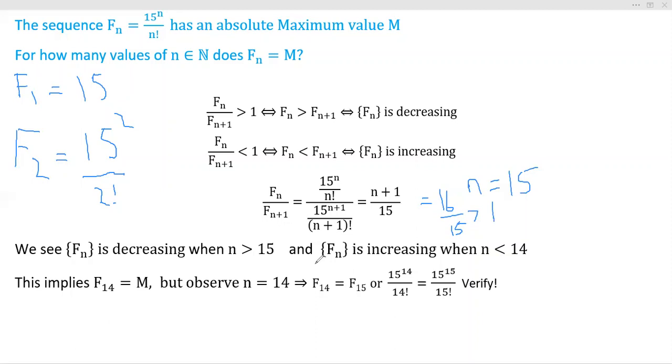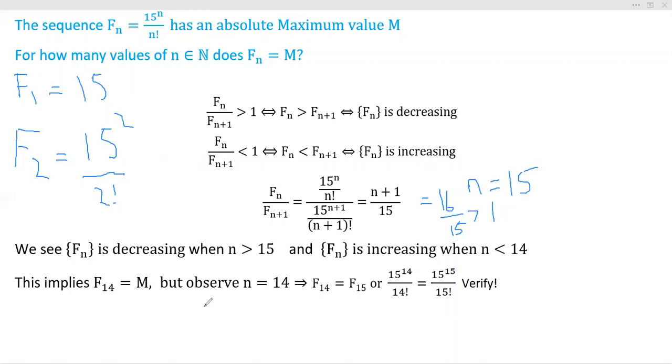But anyway, we get that f of n is decreasing when n is greater than or equal to 15, that's this part right here. And in a similar fashion, we get that the sequence f of n is increasing when n is less than 14. Okay? And so if it's increasing to the left of 14 and to the right of 15, that implies the maximum value m that we designated right up here would achieve its maximum value at 14.